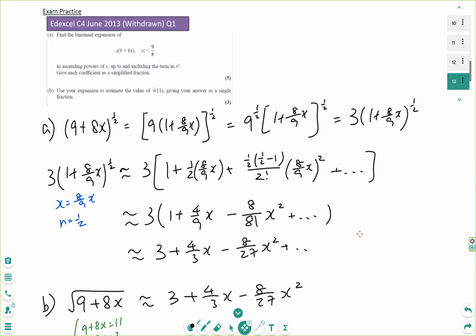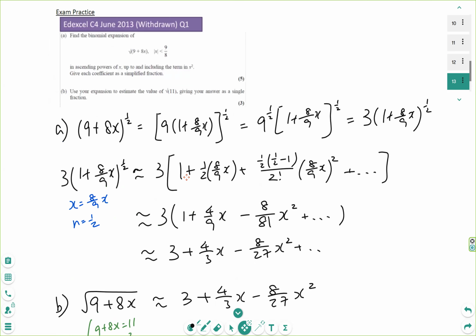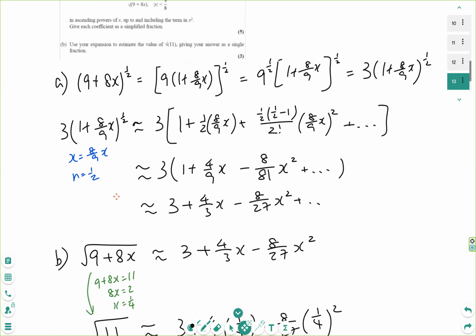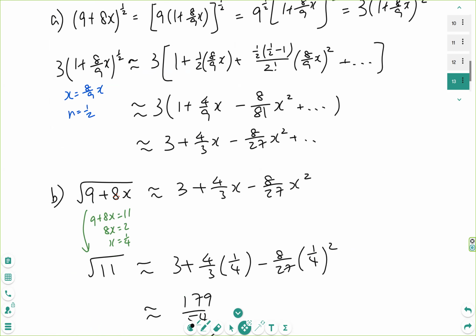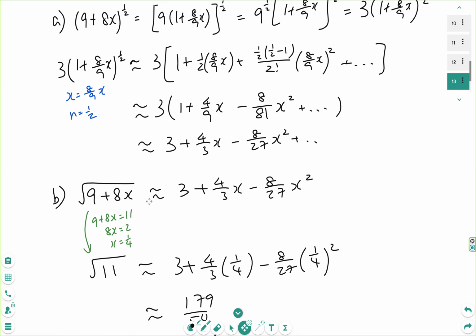Then part B is a slightly different question. They did give you a value of x, but they told you to find the value of root 11. If you remember what I taught you in chapter 4.1, the previous video, we approach this type of question by rewriting the question and the approximate answer, the whole answer in part A. And then they want root 11. If you see, both of them have a square root, so look for common things and differences. The common thing is they both have a square root.